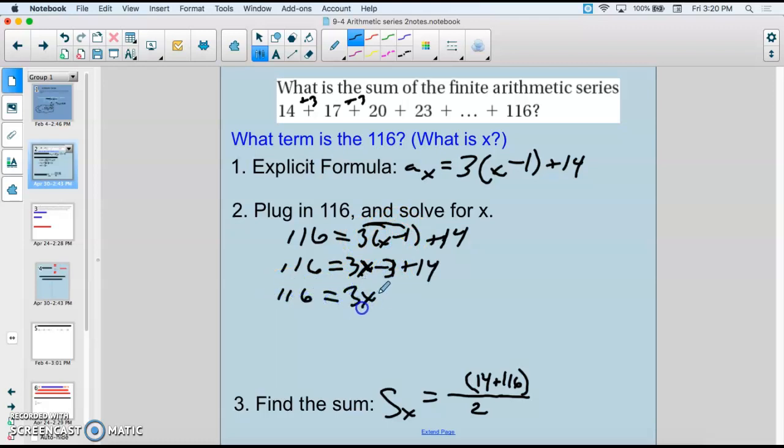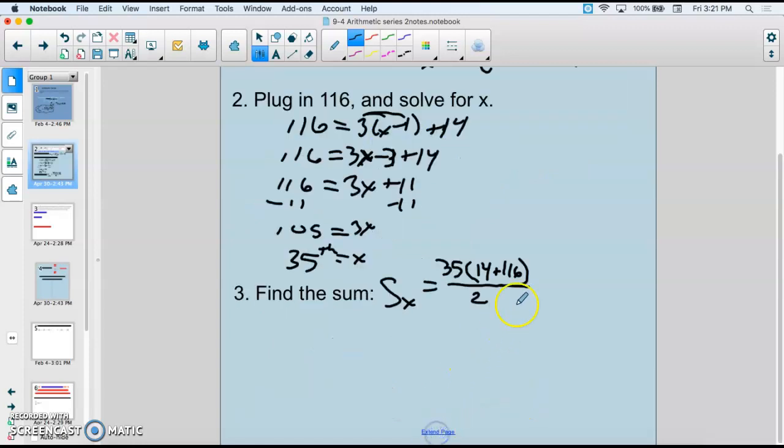So 3x plus 11. Okay, now we can go ahead and subtract. And that gets us 105 equals 3x. And we divide by 3, and we find out that x is the 35th term in the sequence. Well, that's just what I needed. I needed to know that it was the 35th term so I can put it into my equation. And now I need to find the sum.